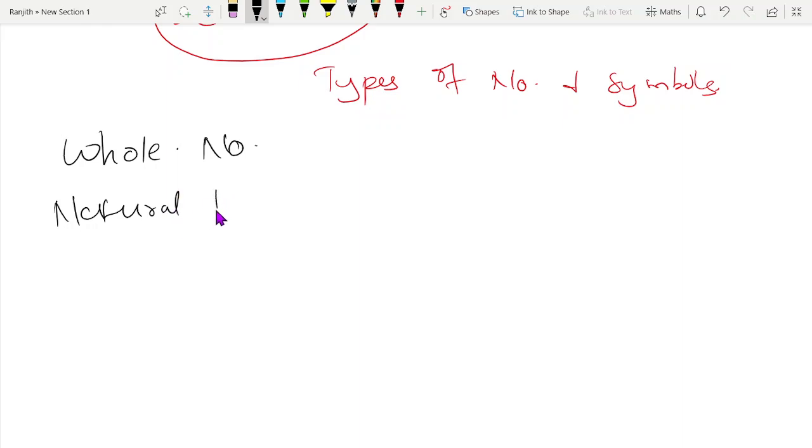What are whole numbers? Whole numbers start from 0, and then 1, 2, 3. Remember this. This is a very important topic. And what's the symbol we use for whole numbers?